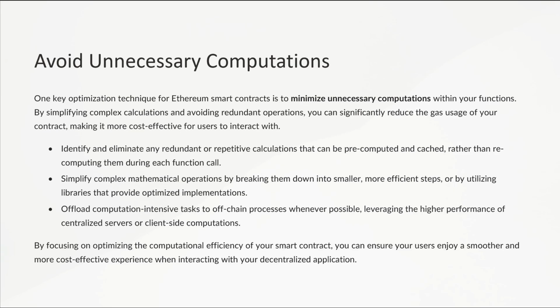You can optimize your code by avoiding unnecessary computations. If you can simplify the calculations and avoid using same operations again and again, you can significantly reduce the gas usage. We can do this by identifying and eliminating any repetitive calculations that can be pre-computed and cached, rather than recomputing them during each function call. Simplifying complex mathematical operations by breaking them down into smaller and more efficient steps. And finally, by doing computation-intensive tasks off-chain. These things will ensure that your customers enjoy a smoother and more cost-effective experience.